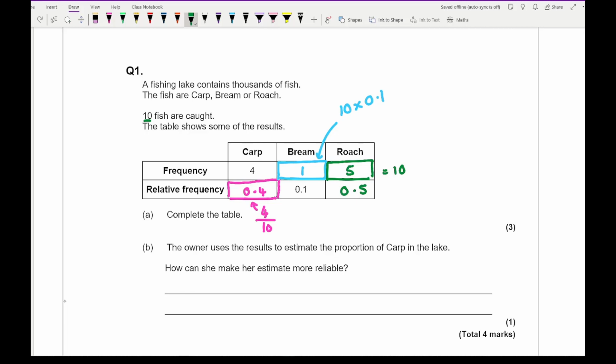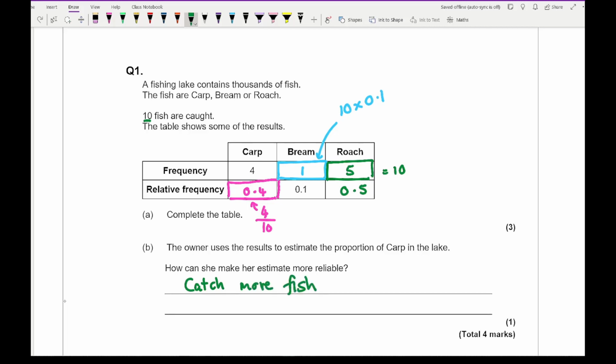It then says that the owner uses the results to estimate the proportion of carp in the lake. How can she make her estimate more reliable? Well, to make things more reliable, what you need is a higher total. So in other words, what she needs to do is catch more fish.